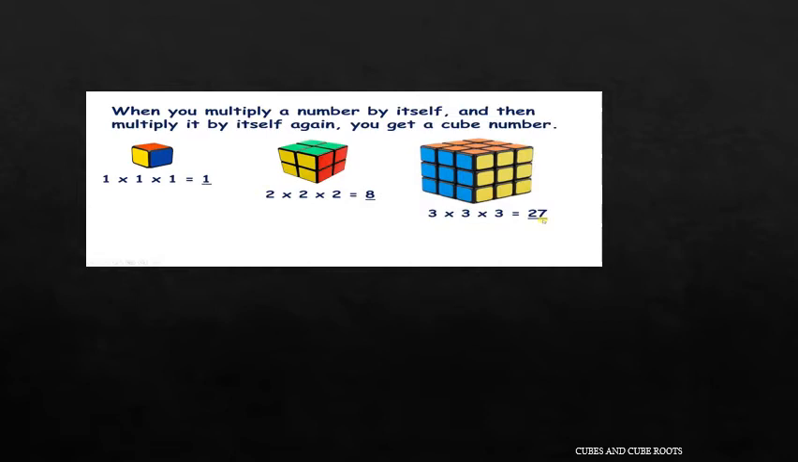If the side is s, the volume of the cube with side s is s into s, which is equal to s cube. Now, in the same way, a number which can be expressed as a product of three equal numbers is called a cube number or simply a cube.